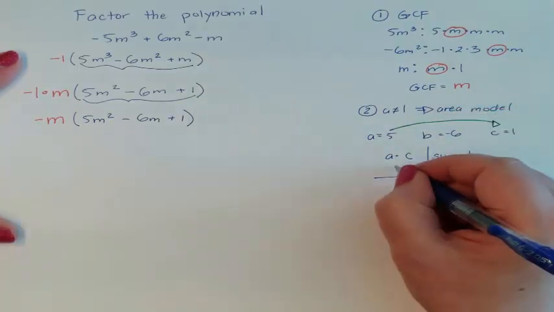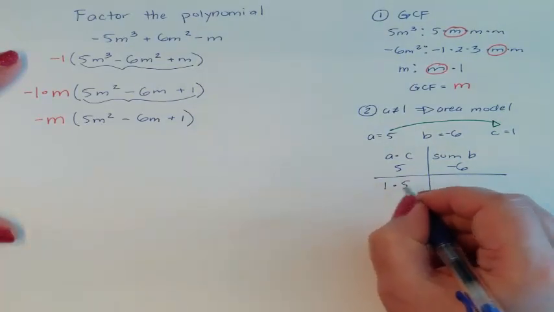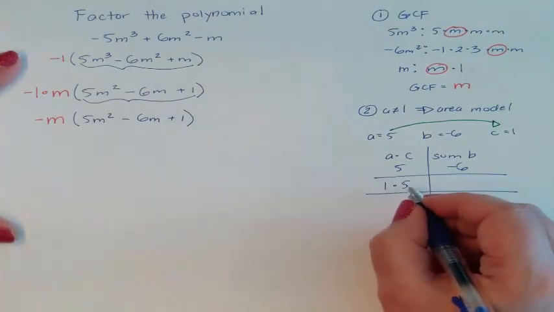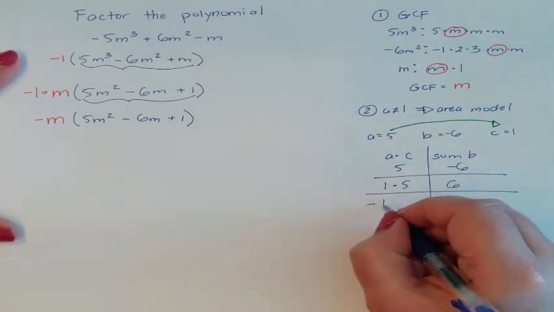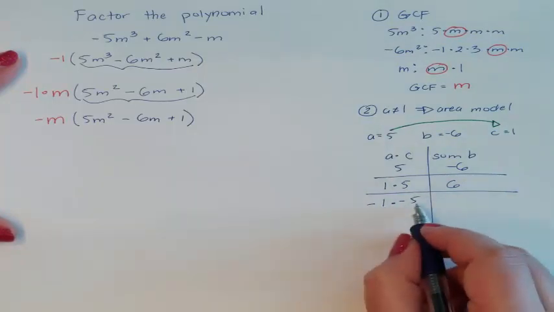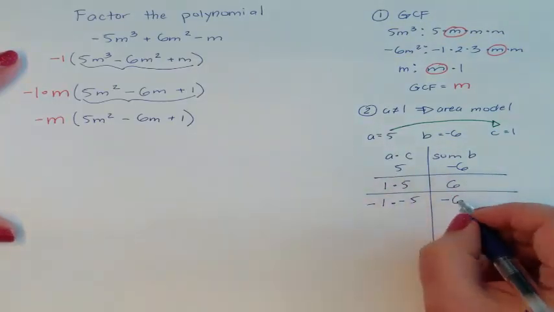So all the ways to multiply to get 5. I know 1 times 5 will multiply to give me 5, but when I add these, I get a 6. I needed a negative 6. So what about negative 1 times negative 5? They multiply together to get 5, and when I add them, I do get the negative 6 that I needed.